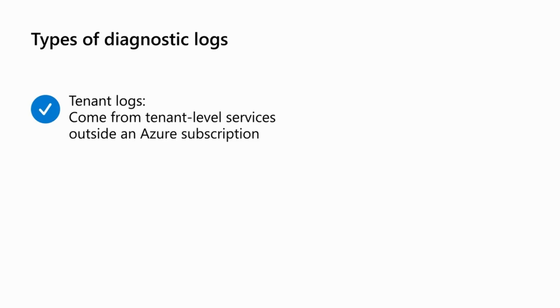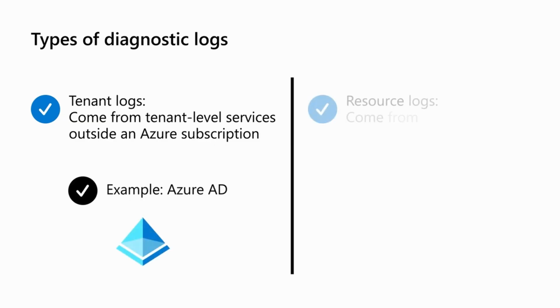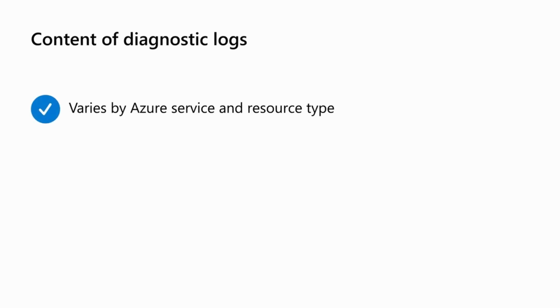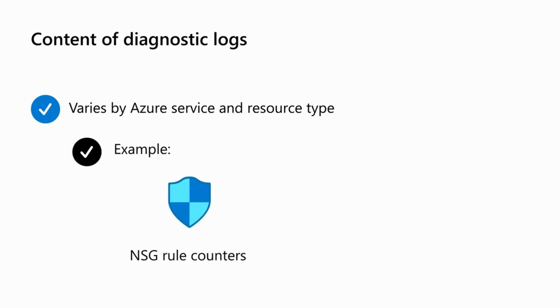Tenant logs. These logs come from tenant-level services that exist outside of an Azure subscription, such as Azure Active Directory, also called Azure AD. Resource logs. These logs come from Azure services that deploy resources within an Azure subscription, such as network security groups, frequently called NSGs, or storage accounts. The content of these logs varies by Azure service and resource type. For example, NSG rule counters and Azure Key Vault audits are two types of diagnostic logs.